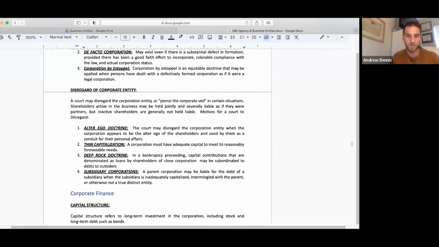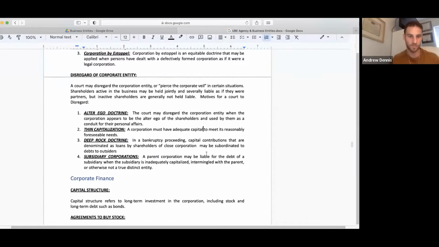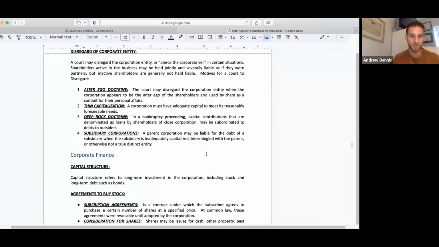Subsidiary corporations: a parent corporation may be liable for the debt of a subsidiary when the subsidiary is inadequately capitalized, intermingled with the parent, or otherwise not a true distinct entity. So basically think of fraudulent purpose, alter ego, thin capitalization. These are ways you can pierce the corporate veil. Do you have any thoughts you want to add about piercing the corporate veil, Matt?